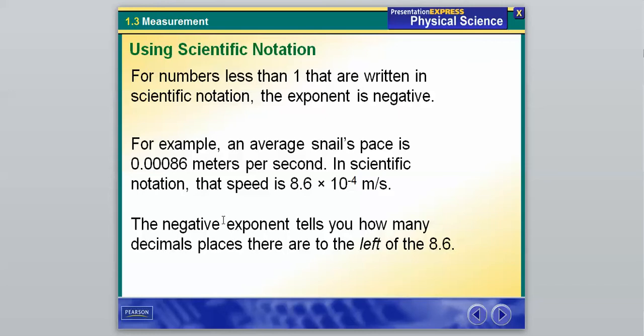So the negative exponent tells you how many decimal places there are to the left of the 8.6. So that's kind of the exact opposite of the positive. So positive, we're moving to the right. Negative, we're moving to the left for scientific notation.